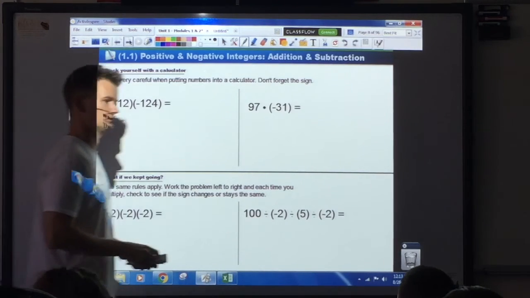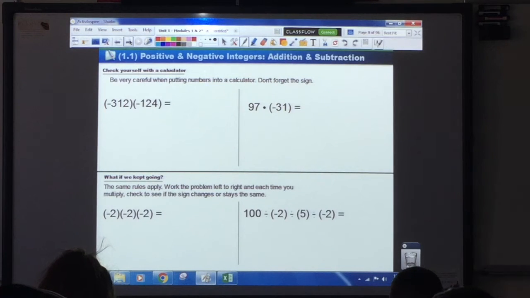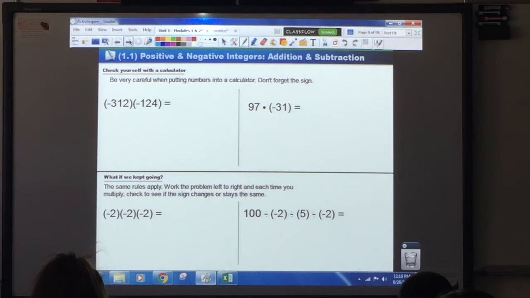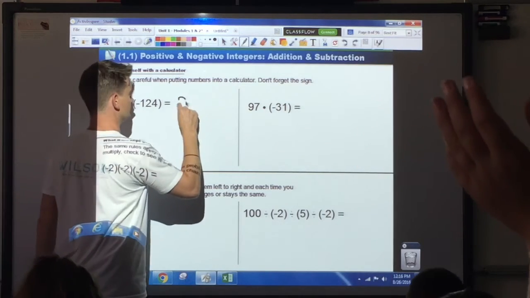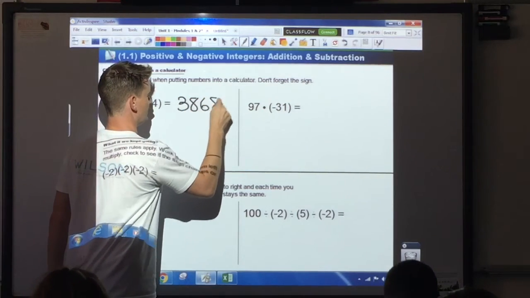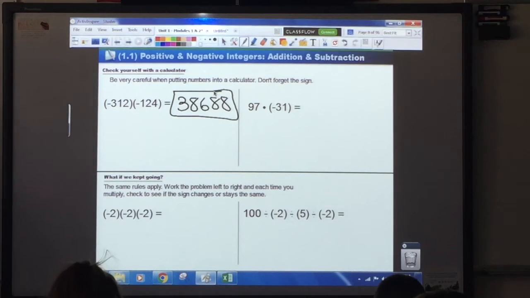Okay. Other ways you can check. You can check with a calculator. Bigger numbers like this, unless you're some type of mathematical genius, you probably are going to need a calculator. It should be a positive number if you do it correctly because they have the same sign. Your multiplying should be positive. Positive 38,688. Who got that? 38,688. There you go. Calculator practice is important. I don't care what you say. You need to know how to do stuff.